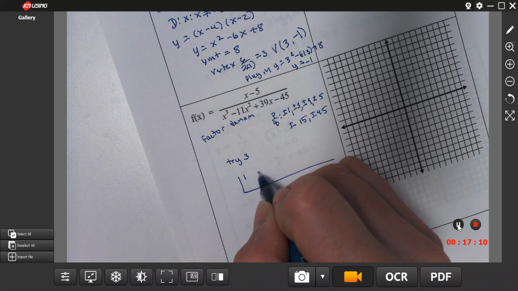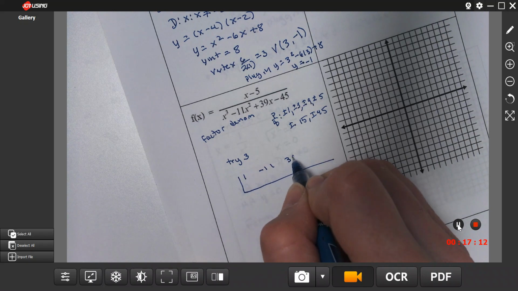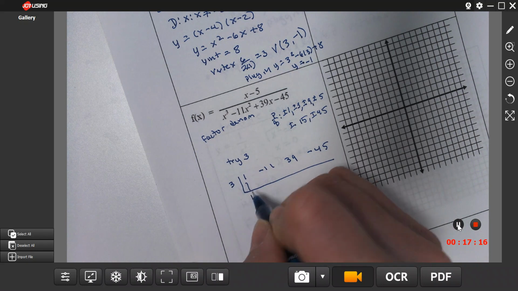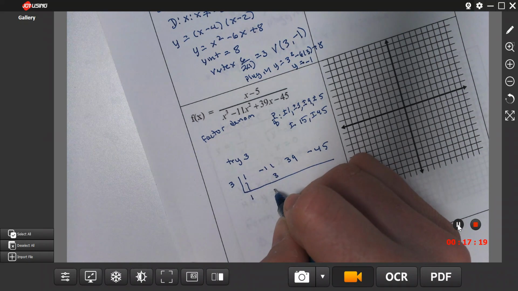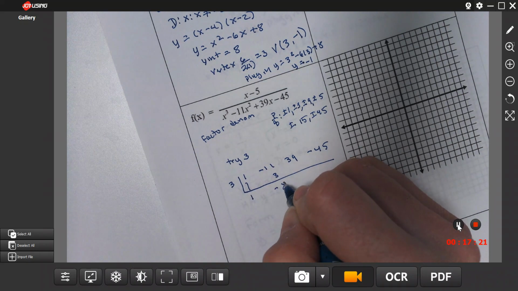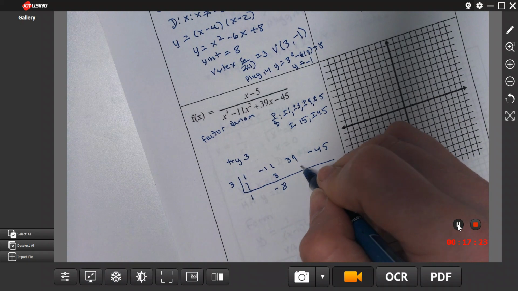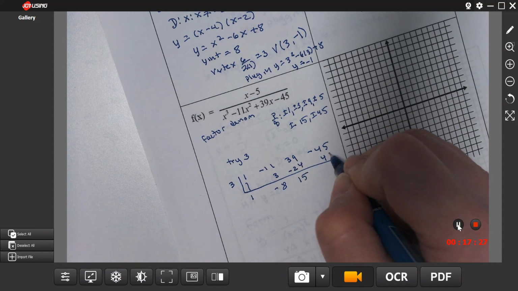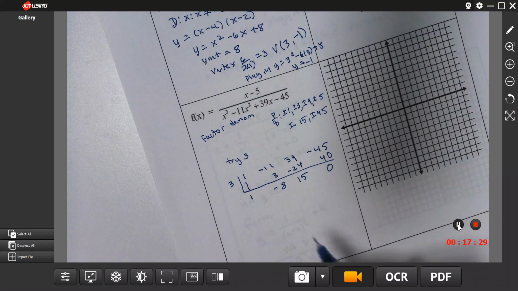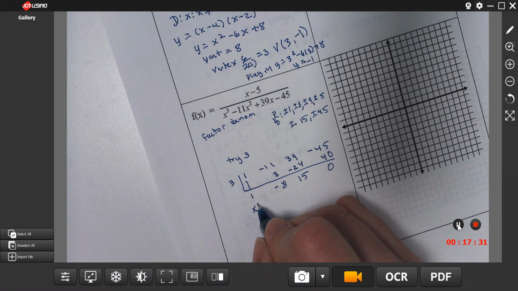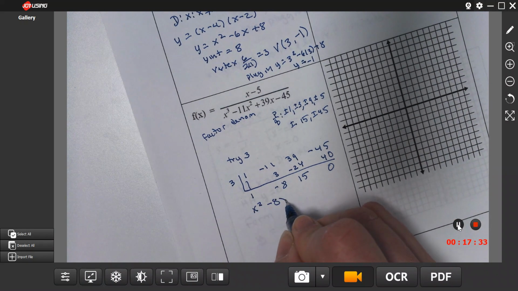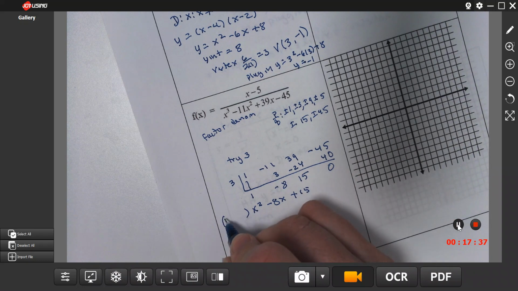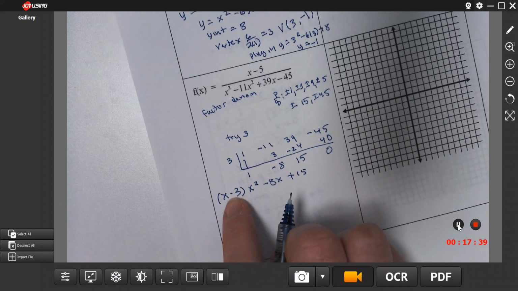So I'm going to do synthetic division. 1, negative 11, 39, negative 45, and then I'm going to try 3. Bring down the 1. Multiply, add, multiply, add, multiply, add. Fabulous, it worked. So I am left with x squared minus 8x plus 15. And what I factored out was x minus 3.